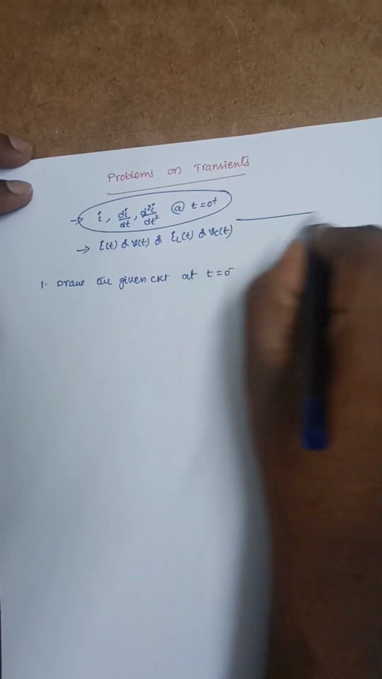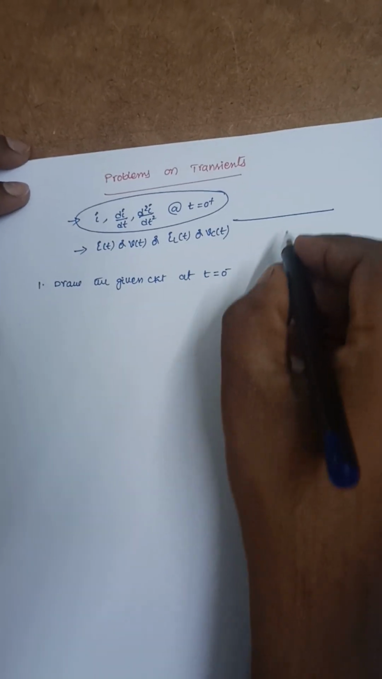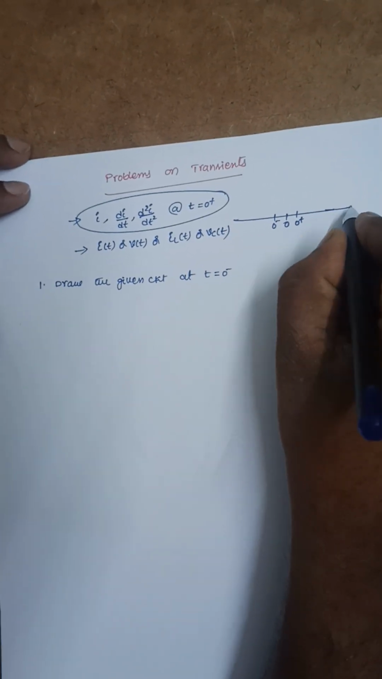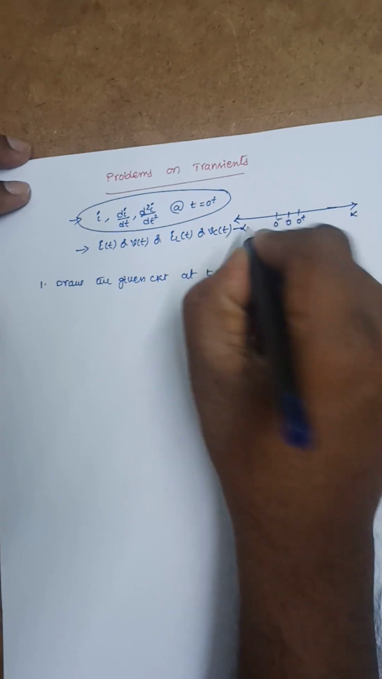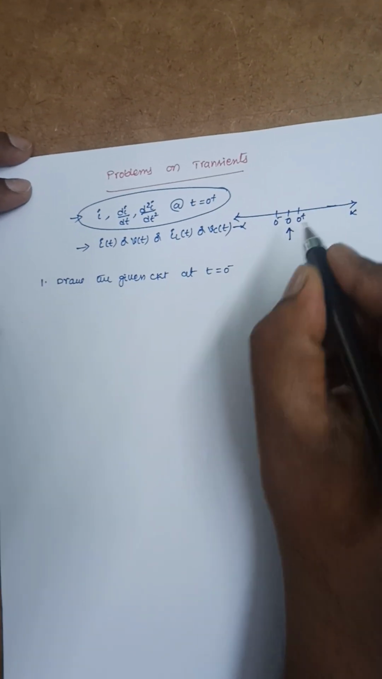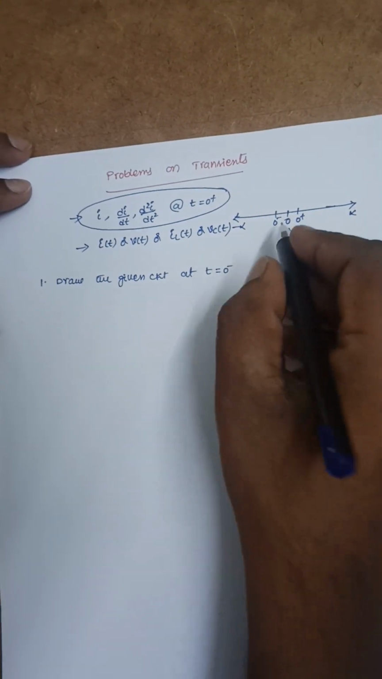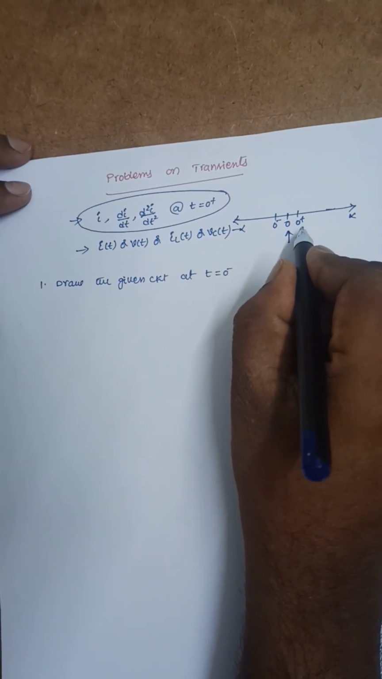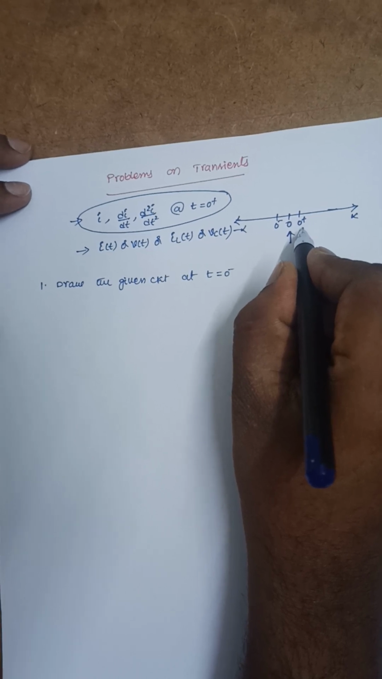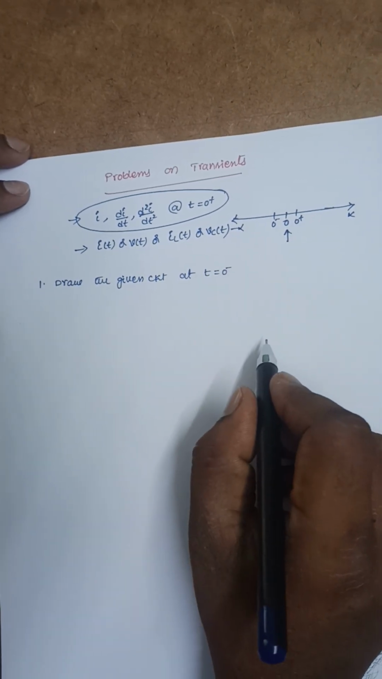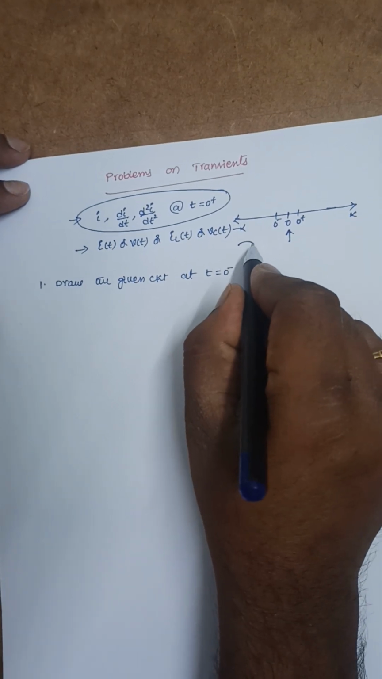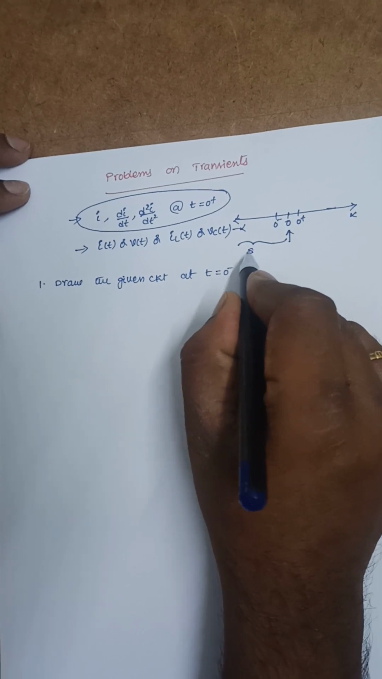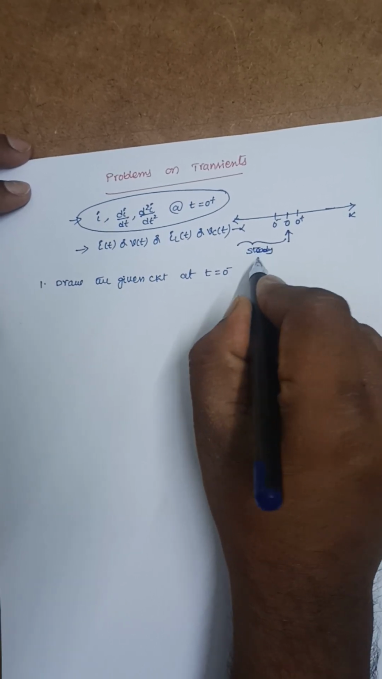We know that this is the time axis. On this time axis there is 0, 0 minus, 0 plus, infinity and minus infinity. T is equal to 0 is the switching action. T is equal to 0 minus is just before the switching action is done. T is equal to 0 plus is the instant just after the switching action is done. So from minus infinity to 0, the circuit is under steady state condition, which we need to understand here.